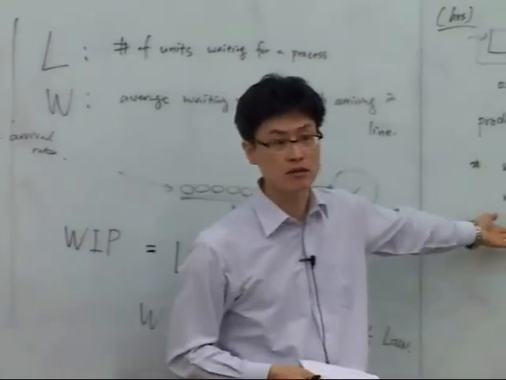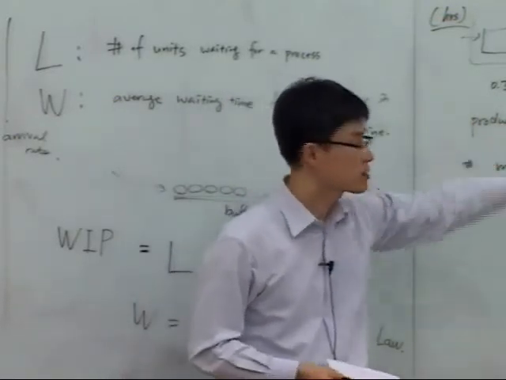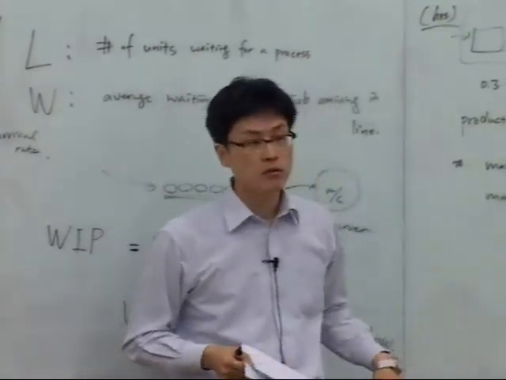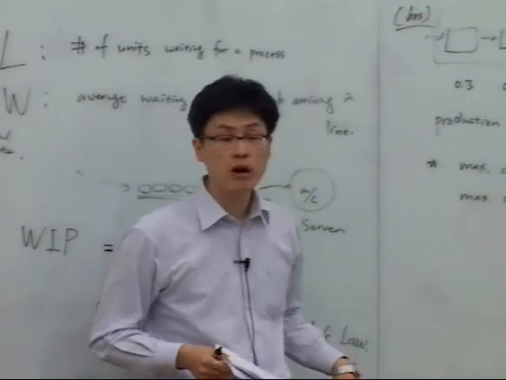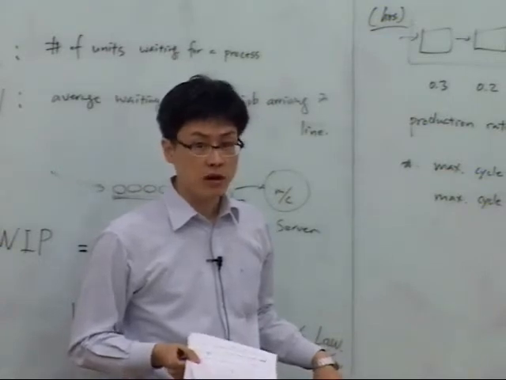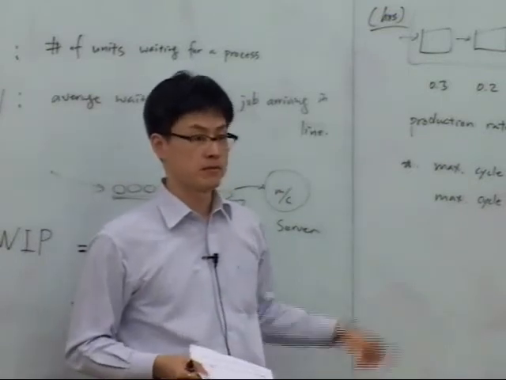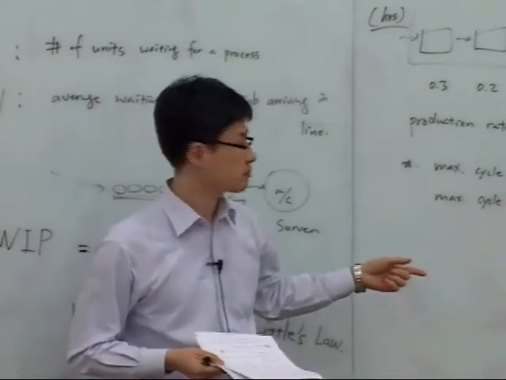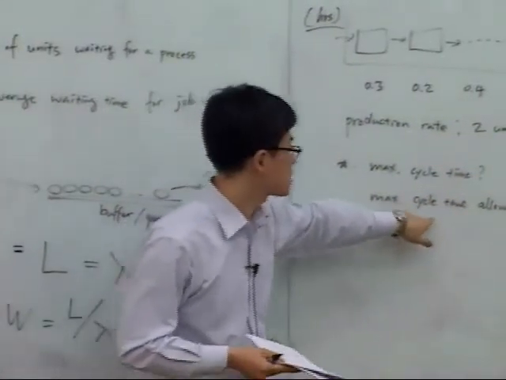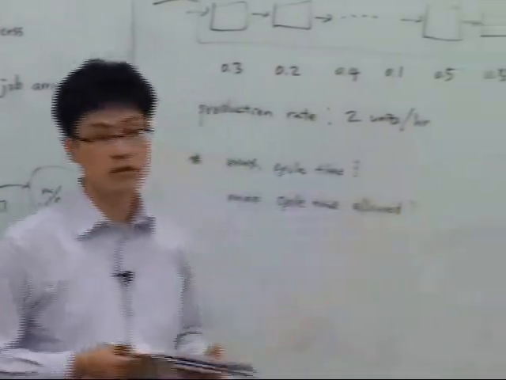They ask a question like this. You are the manager of the production line. Each has those kinds of time durations, and you have to make a production rate of at least 2 units per hour. Then it's your job to analyze: is this physically possible? That's the question I'm asking you. So in order to answer that, you have to first think about this: what's the maximum cycle time allowed to make this possible?